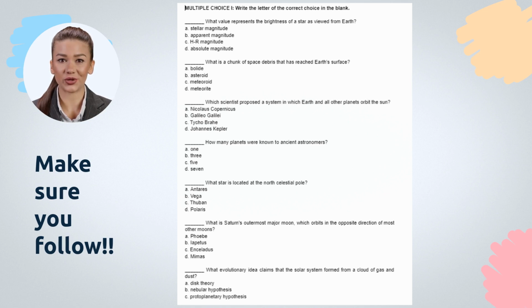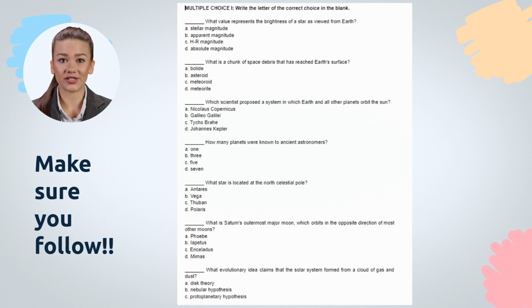How many planets were known to ancient astronomers? A. 1. B. 3. C. 5. D. 7. What star is located at the North Celestial Pole? A. Antares. B. Vega. C. Thuban. D. Polaris.